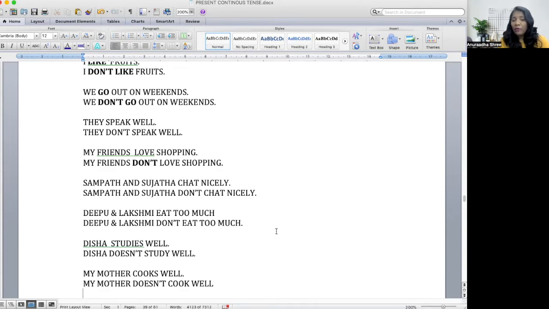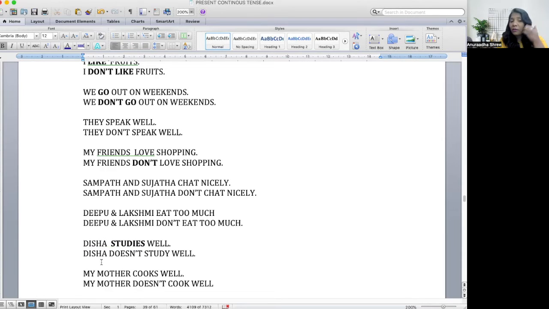So let us see how we use doesn't. Disha studies well. As you know, when the subject is singular in the present tense, the verb should be in plurals, V5. V1 plus you need to add s or es or ies, right? So here I said Disha studies well. Here the subject is singular, so I used V5, right?